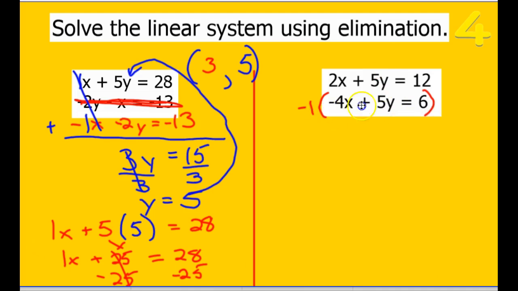So if we multiply this all by negative 1, we get negative 1 times negative 4x, that's positive 4x, and negative 1 times positive 5, that's negative 5y. And then negative 1 times 6, that's negative 6. So now we have this equation. If we want to, we can bring this equation down just to make it look a little bit better. So we have 2x plus 5y equals 12.